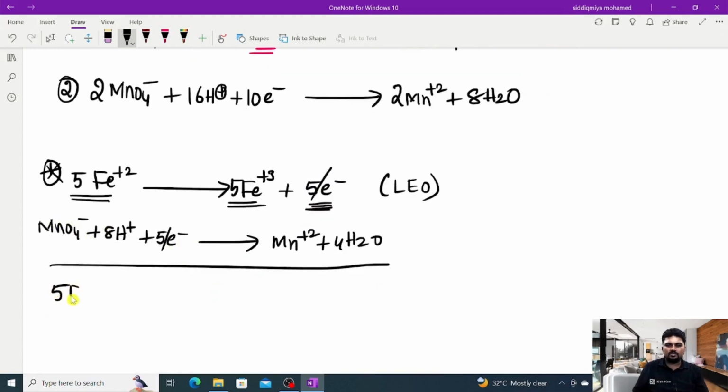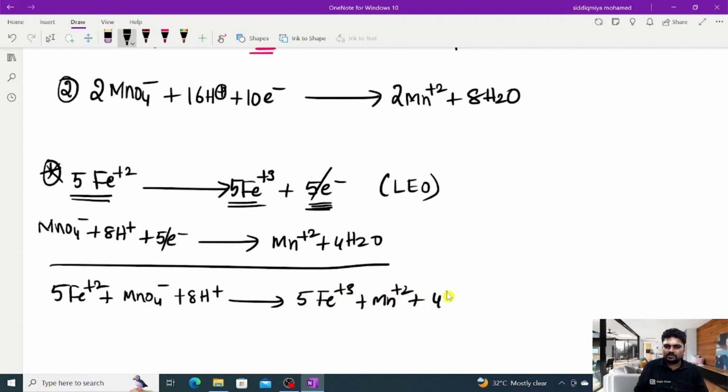So what will we get? 5 Fe2+ plus MnO4 minus plus 8H plus will be giving 5 Fe3+ plus Mn2+ plus 4 H2O. Okay, this is the balanced equation. This is the balanced equation, the first one.